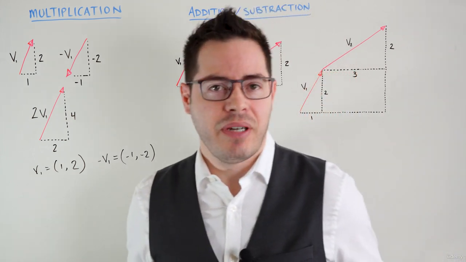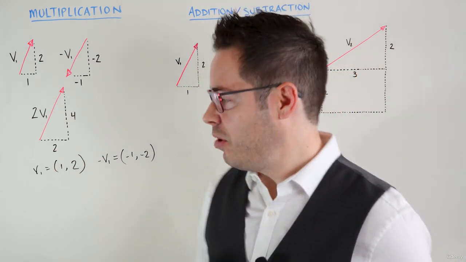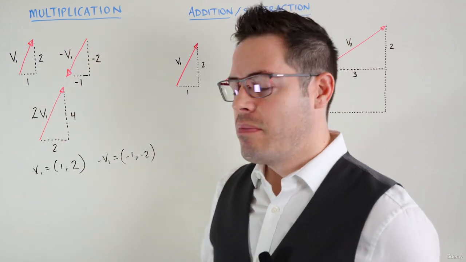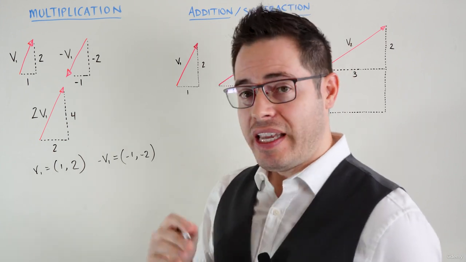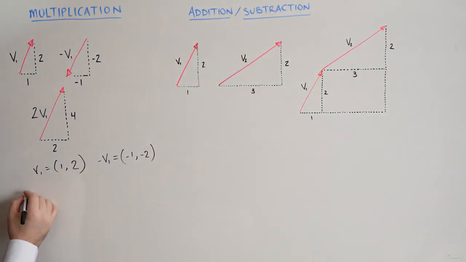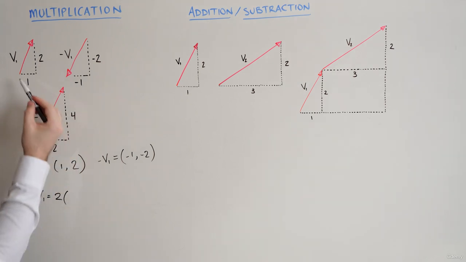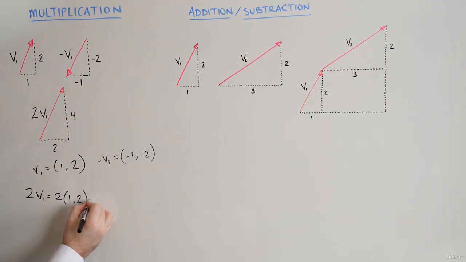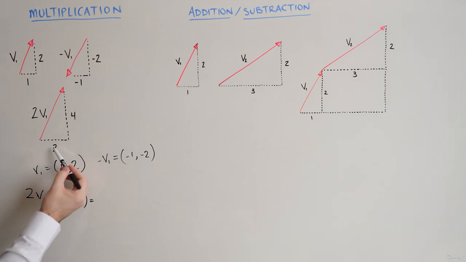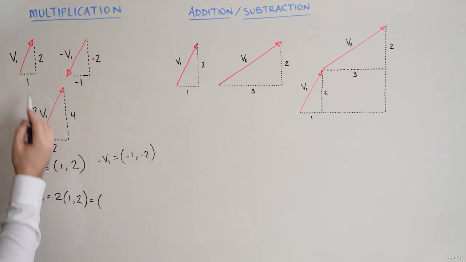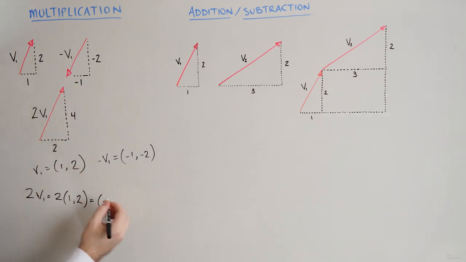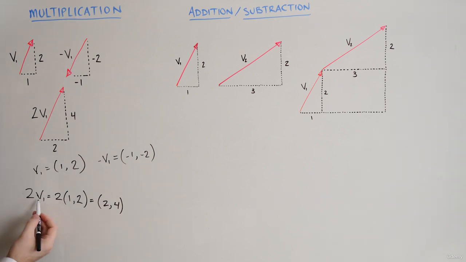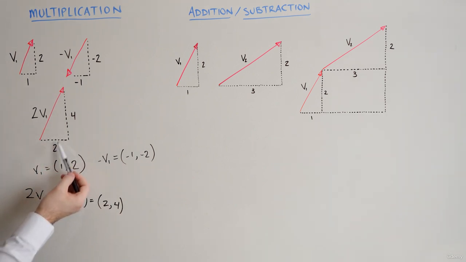Now let's talk about scaling by something other than -1. We've already seen that example. Well, if we take v1 and we multiply it by the scalar 2, we're going to multiply the x and y components each by 2 respectively. So 2 times v1 is going to be 2 times the vector 1, 2. And all we do is multiply x by 2. So 1 times 2 is 2. And we multiply y by 2. So 2 times 2 is 4.